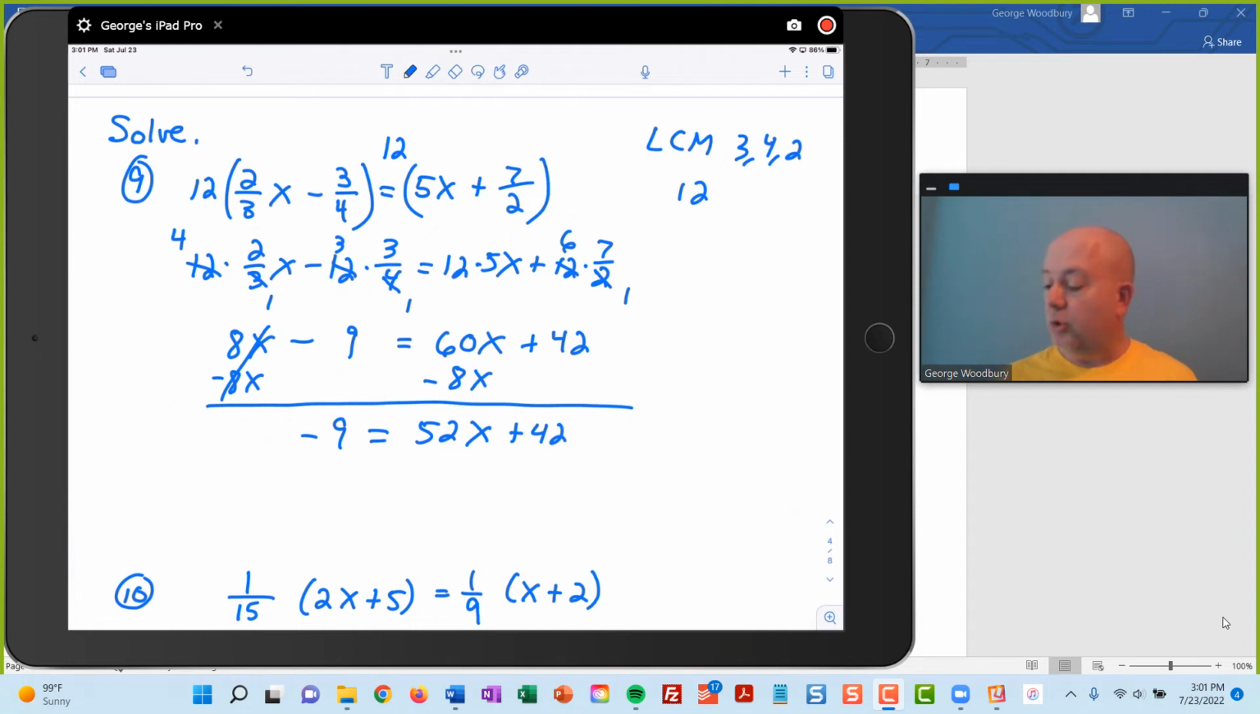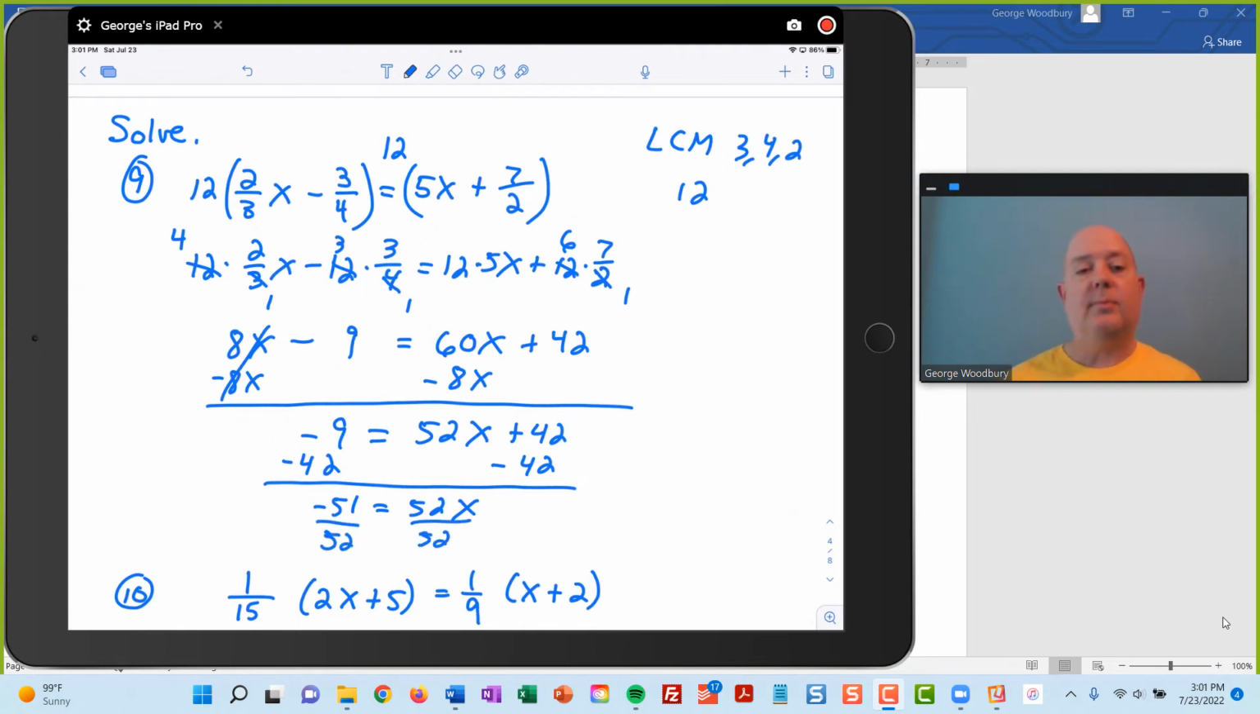Subtract 42 from both sides to isolate the variable term. That gets me to negative 51 equals 52x. And I can finish by dividing both sides by 52. 52 doesn't divide into 51. They don't share any common factors. So that is my solution. X equals negative 51 over 52.